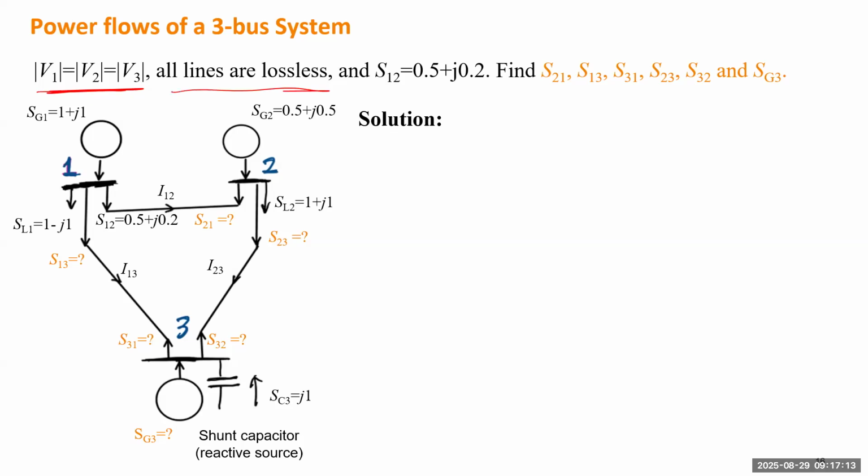And also we assume all the lines to be lossless, which means there's no resistance. So for any line, the resistance is 0. So only reactance is not 0. But the reactance can be positive or negative, depending on the line being inductive or capacitive. But usually, most realistic transmission lines will be inductive. We'll also prove this later in the section on line parameters. Okay, so we'll use those two assumptions to finish the calculation.